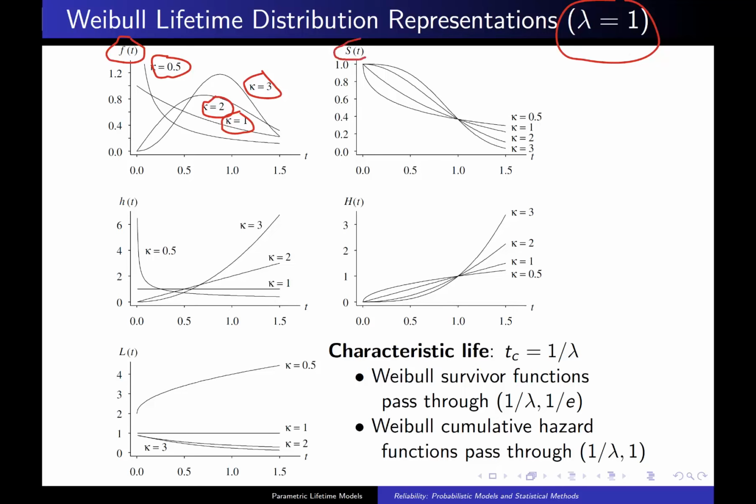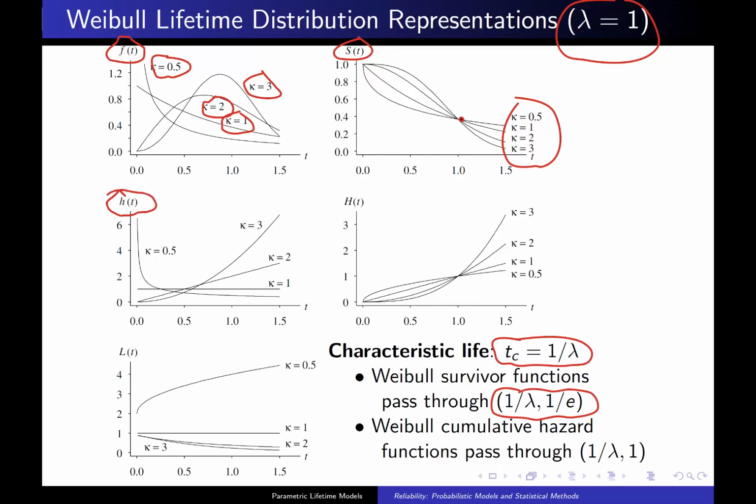Then we go to the survivor function. Again, for those same values of kappa, there is your survivor function. And you'll notice they all pass through this point right there. That point is known as the characteristic life, and that is 1 over lambda. It turns out that all Weibull survivor functions will pass through the point (1 over lambda, 1 over e), and that is the point that you're seeing there on the survivor function.